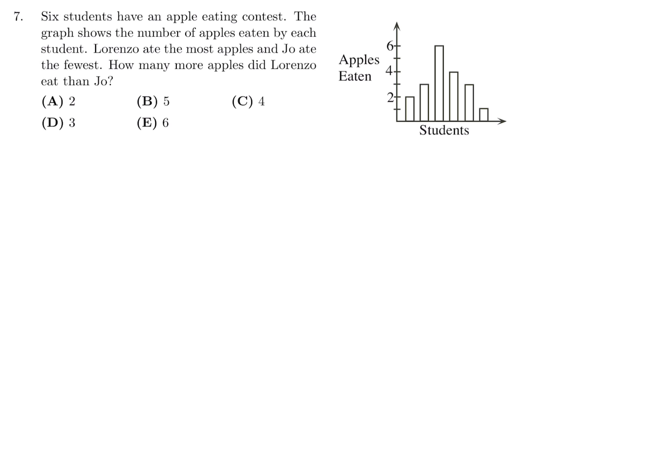Six students have an apple eating contest. The graph shows the number of apples eaten by each student. Lorenzo ate the most apples and Joe ate the fewest. How many more apples did Lorenzo eat than Joe? Well, looks like Lorenzo, who ate the most, is this guy. So that is 6. And Joe, who ate the fewest, is this guy. And that looks like 1. So comparing 6 to 1, Lorenzo ate 5 more than Joe. So number 7, the answer is B.